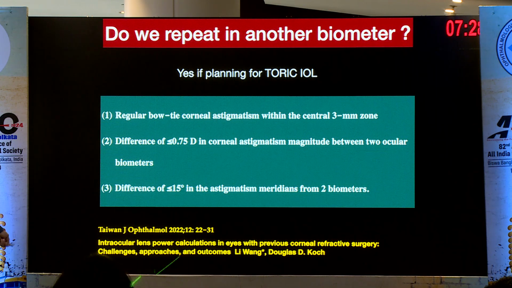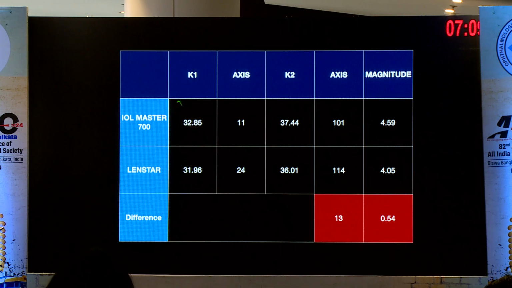This is a simple guideline which says that the patient should have regular bow tie corneal astigmatism within 3 millimeter zone. The difference between the two optical biometers in terms of the corneal astigmatism magnitude should be below 0.75, and the difference of astigmatic meridian should be less than 15 degrees. Let's see an example. This patient had measurements from IOL Master 700 and Lenstar, and you can see that the axis difference here is 13 degrees and the magnitude difference is only 0.54. So this is an ideal patient where you can take up for toric IOL.